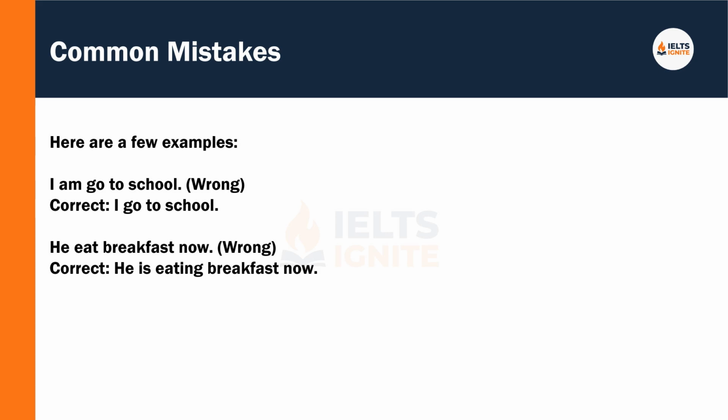He eat breakfast now. Wrong. Correct. He is eating breakfast now. I will went there. Wrong. Correct. I will go there. Always focus on the main verb form and the helping verb. They show you which tense is correct.